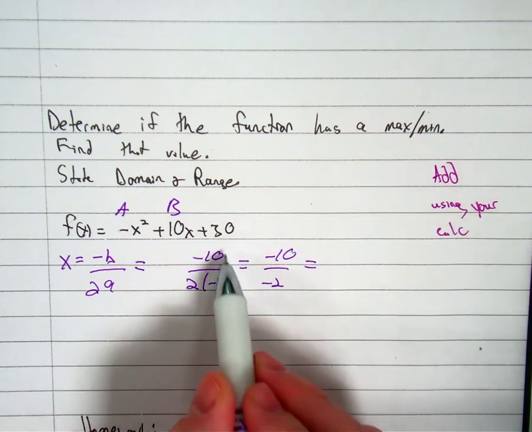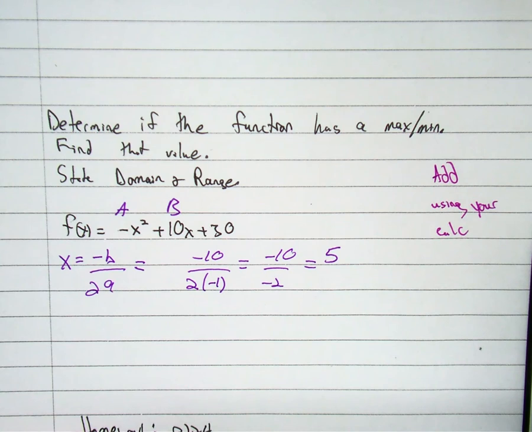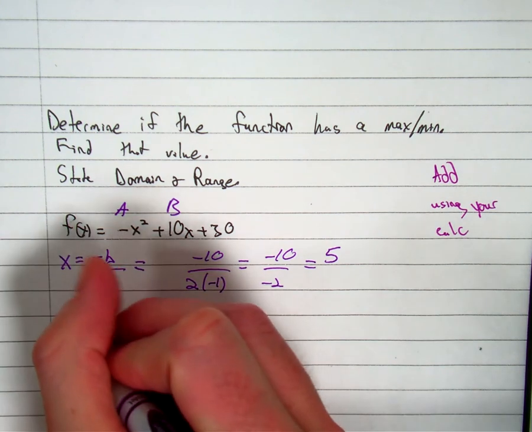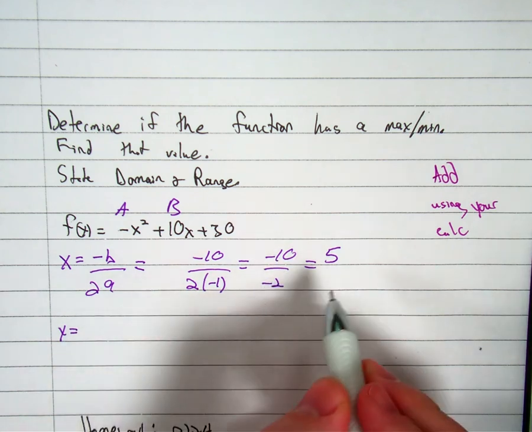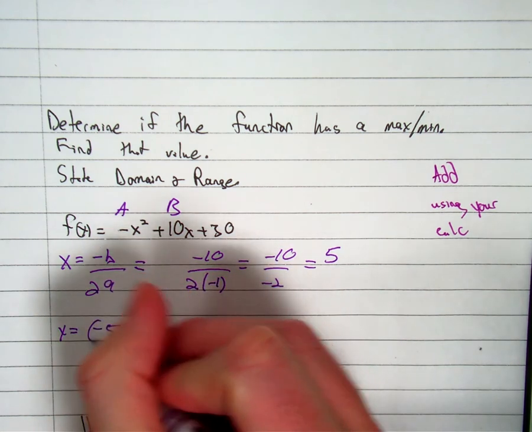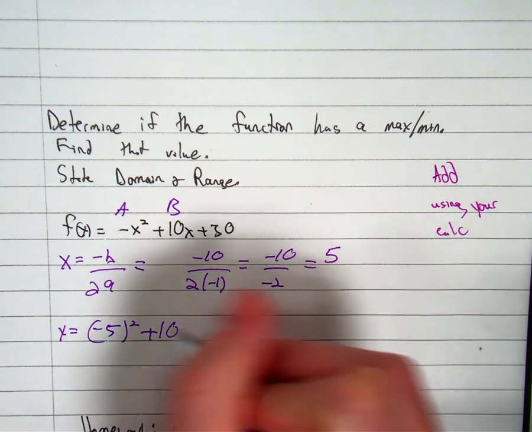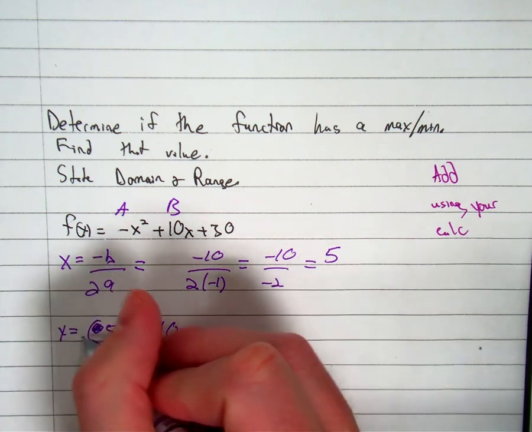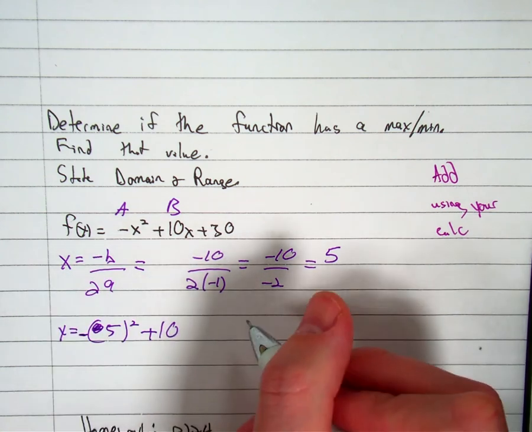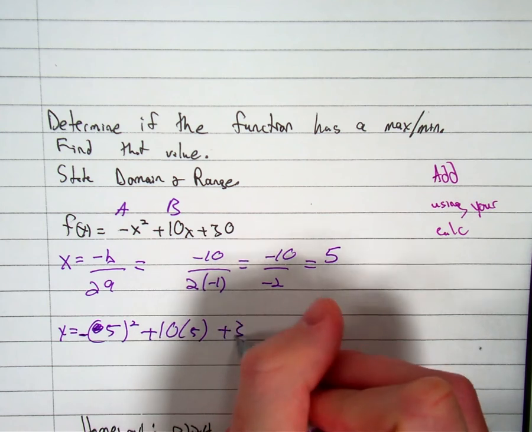So -10 divided by -2. My x-coordinate is +5. The y-coordinate is going to be... not -5 squared, +5 squared plus 10, negative on the outside. There we go. I knew there was a negative. Plus 10 times 5 plus 30.